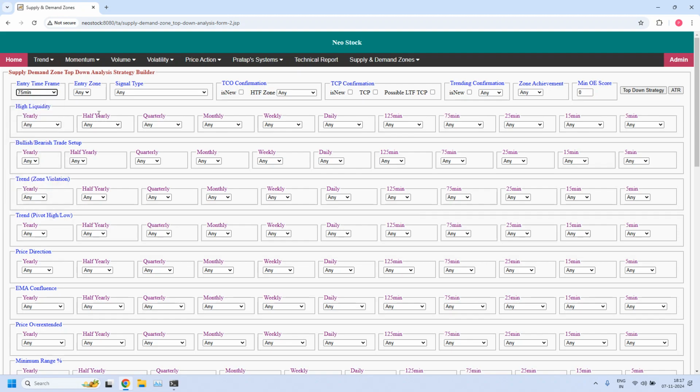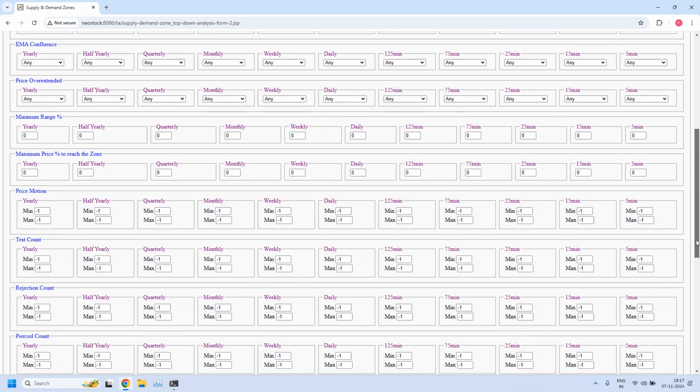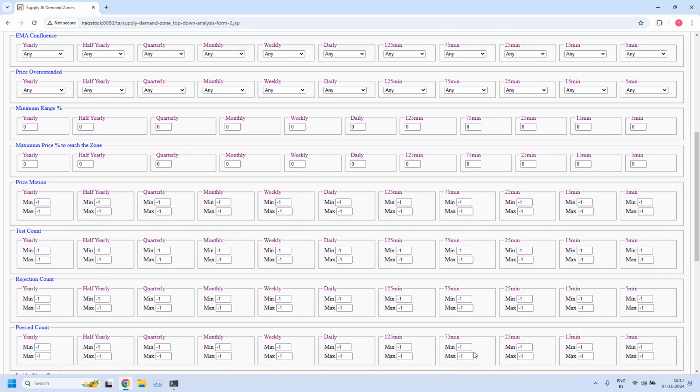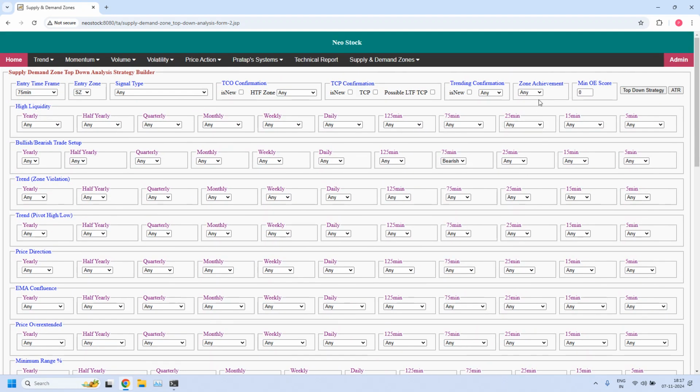Entry time frame is 75 minutes, entry zone is supply zone. In bullish or bearish trade setup at 75 minutes, I am selecting bearish. 75 minutes supply zone should not be pierced. So in the pierced count at 75 minutes time frame, I am setting minimum value 0 and maximum value 0. And zone achievement violated opposing zone.